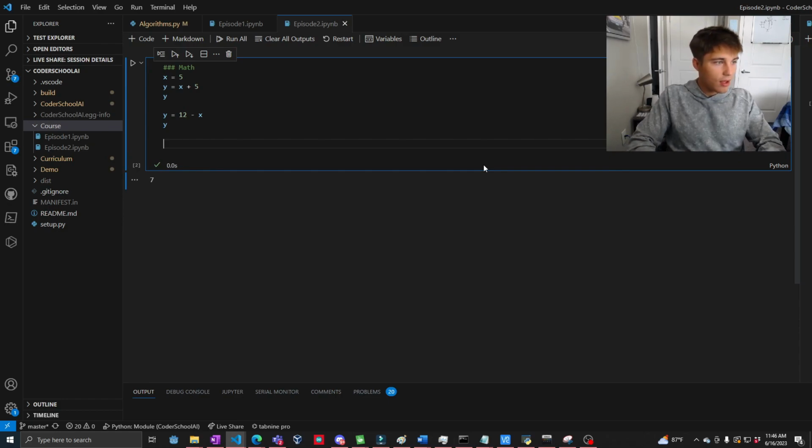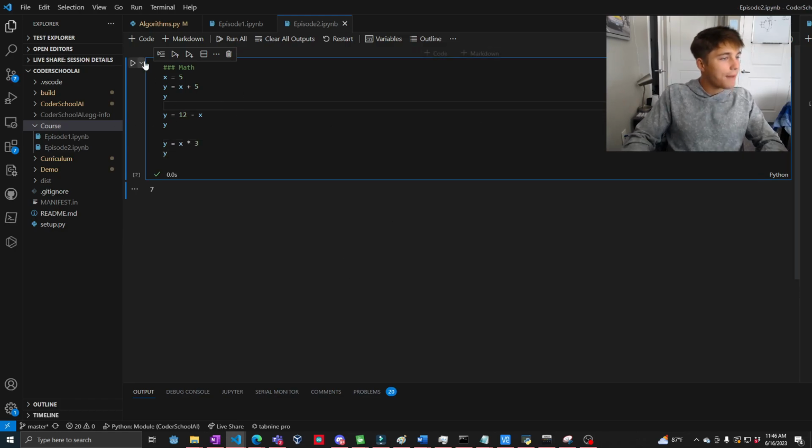If we have y and we set it to x times 3 and then print y, we should see y is now equal to 15, right? 5 times 3 is equal to 15.